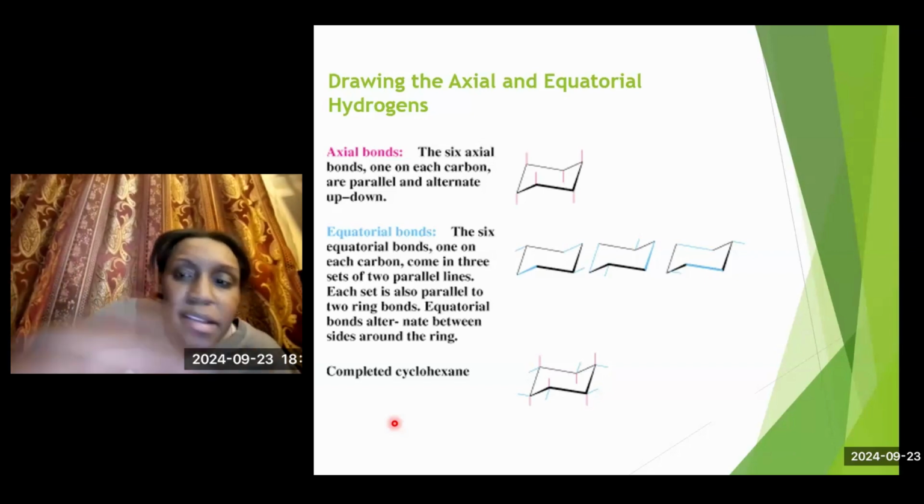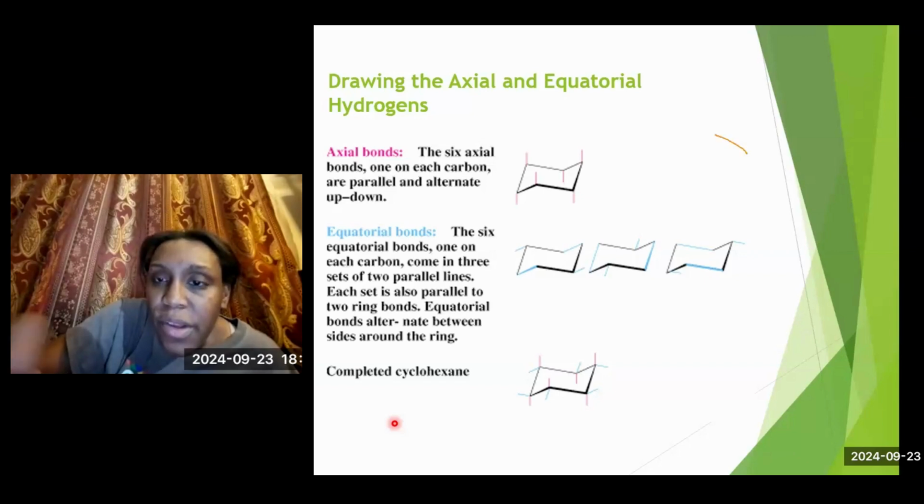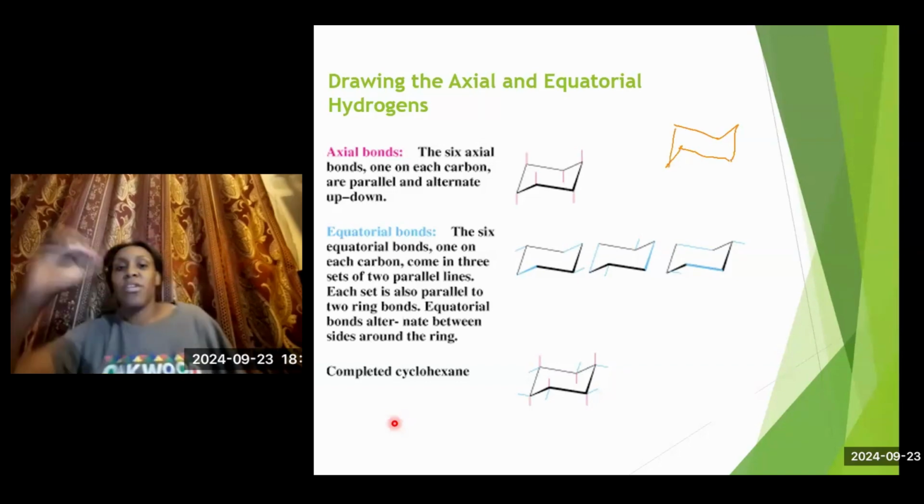Let's try again. It's not letting me draw. There it goes. All right. So once you draw the first parallel line, you're not going to start right at it. It's going to go further. Again, my angle of which I'm drawing is a little off.